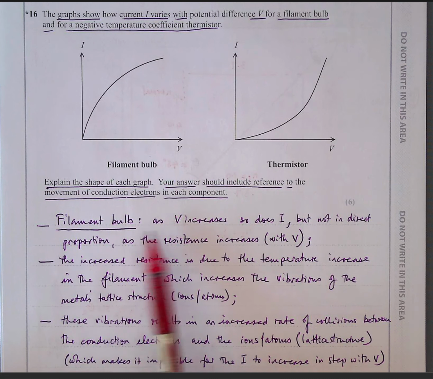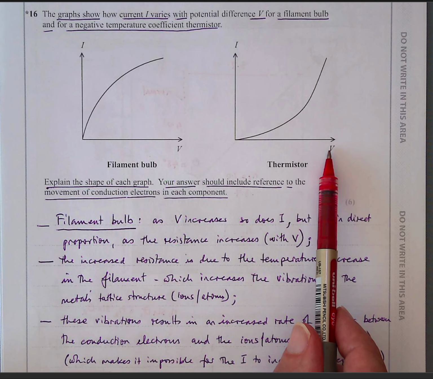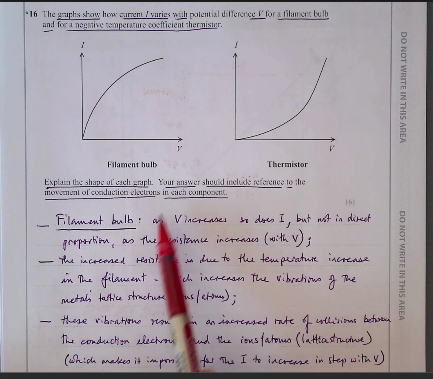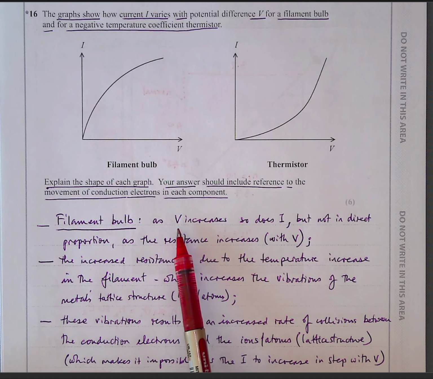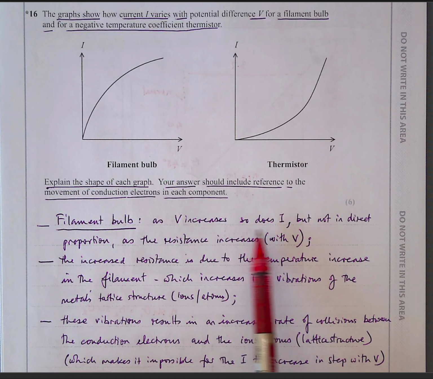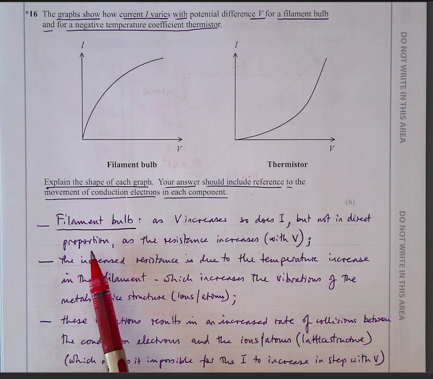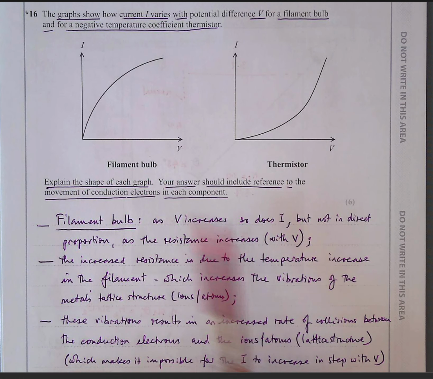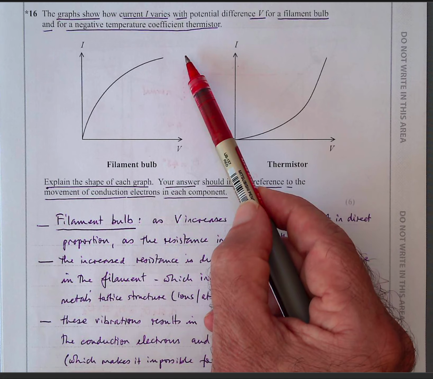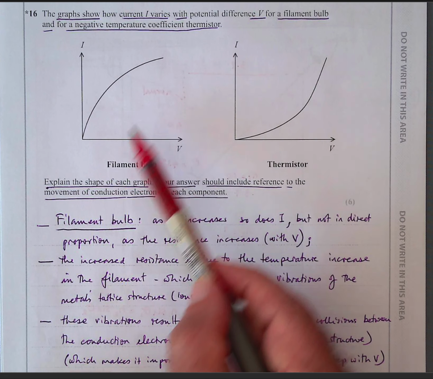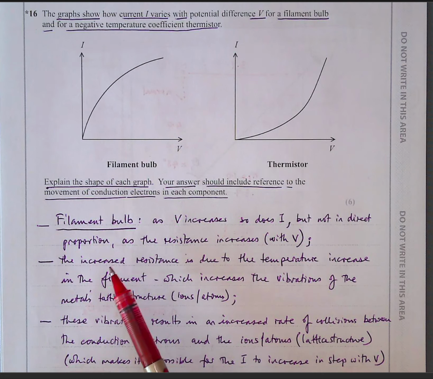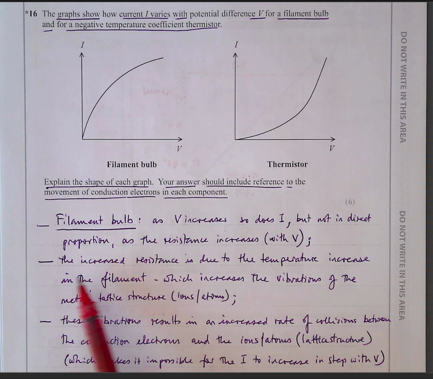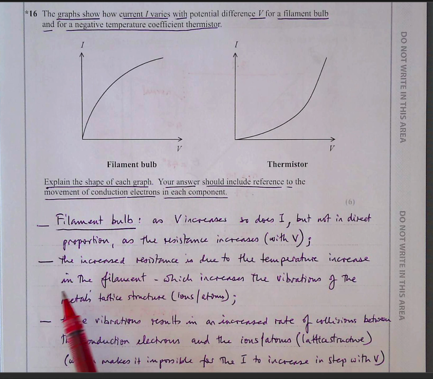So for the filament bulb, you could say as the voltage increases, so they've already defined V as voltage, so I think they'll give you the mark without writing the word out in full. Normally it's safer to write the word out in full. As voltage increases, so does current, but not in direct proportion, as the resistance increases with voltage. So why does that happen? If the current doesn't increase in direct proportion to the voltage, it's struggling to keep up, so when the voltage doubles, the current doesn't double. The increased resistance is due to the temperature increase in the filament.